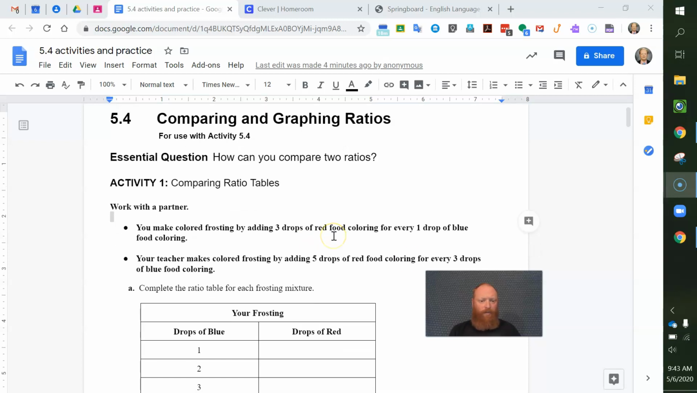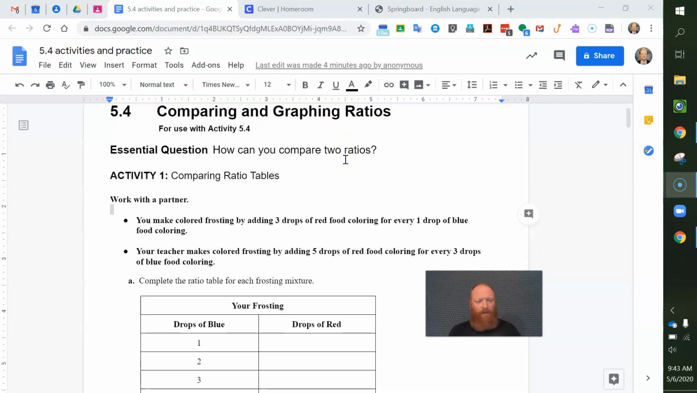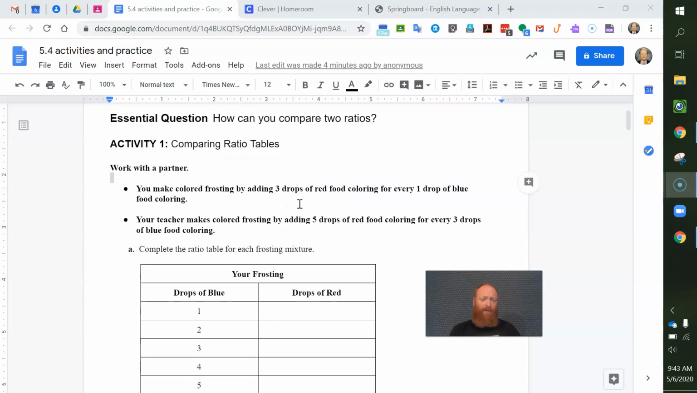Hey there, welcome. Let's jump into 5.4, comparing and graphing ratios. Essential question: How can you compare two ratios?